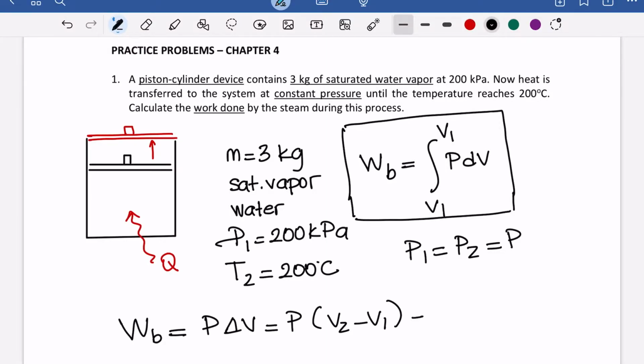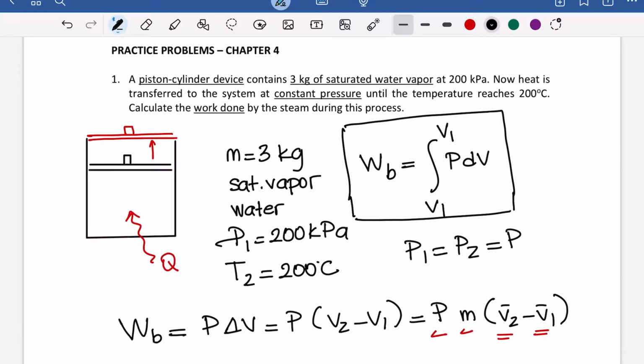And we can also represent the volumes in terms of mass times specific volume, and we can write it like this. That means since we know the pressure, we know the mass, we need to know the specific volumes at the first and the second state to be able to calculate boundary work from this equation.